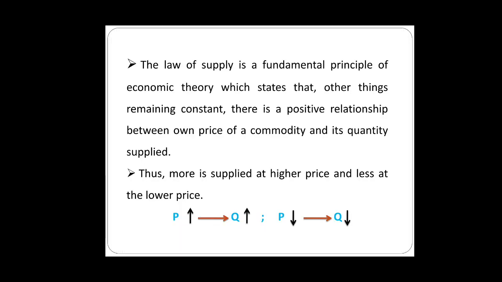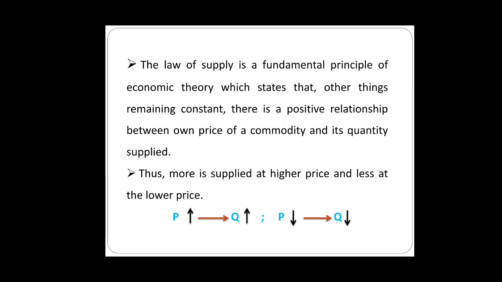Students, the law of supply is a fundamental principle of economic theory which states that, other things remaining constant, there is a positive relationship between the price of a commodity and its quantity supplied. Thus, more is supplied at a higher price and less is supplied at a lower price.